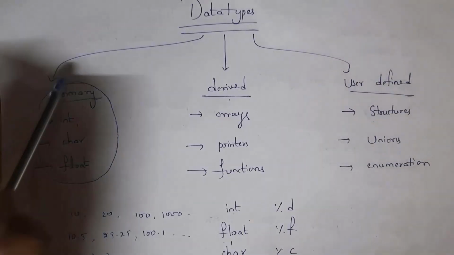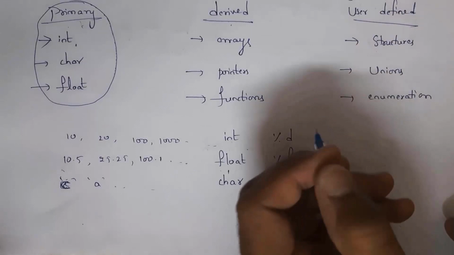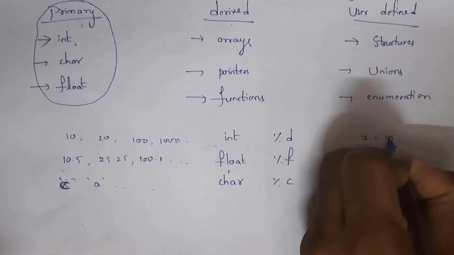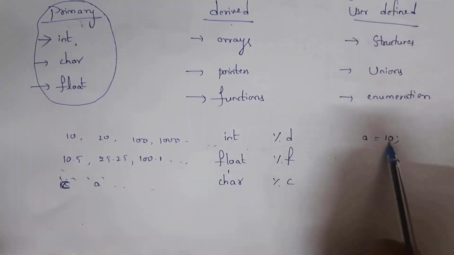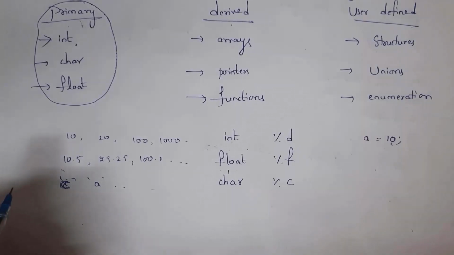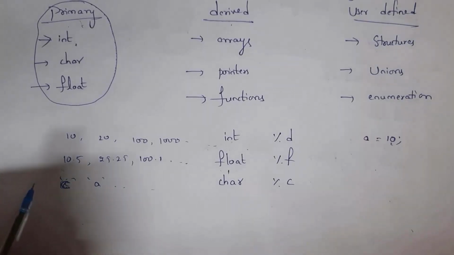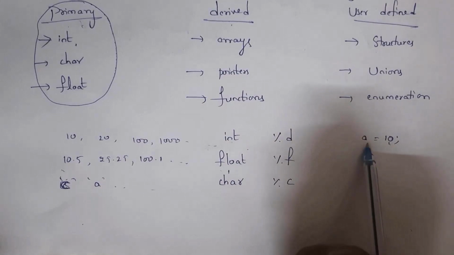Guys, in unit 1 I will cover only this primary data type. Here I am taking the variable name as a. I am assigning the value 10. This 10 is an integer data type. For example, if you want to assign any integer values to a variable, then you need to use the data type int.